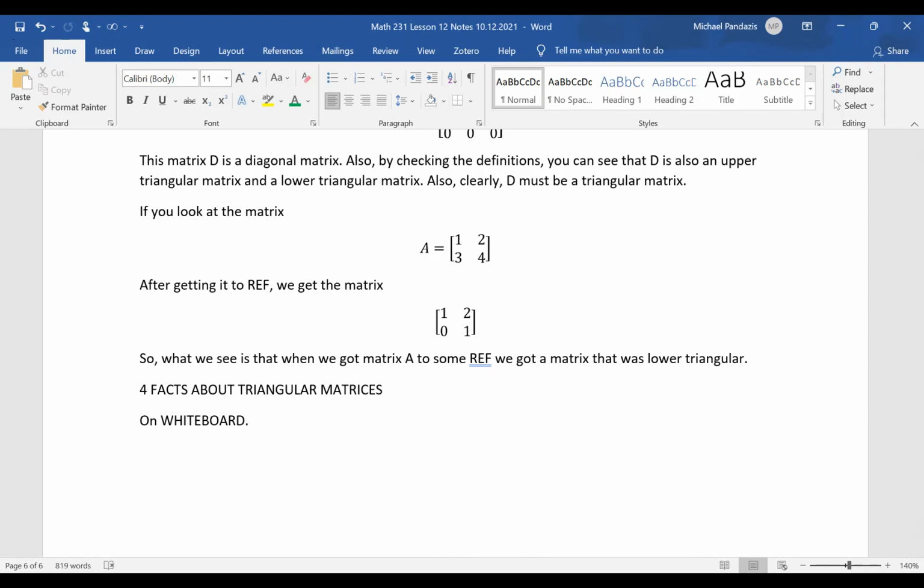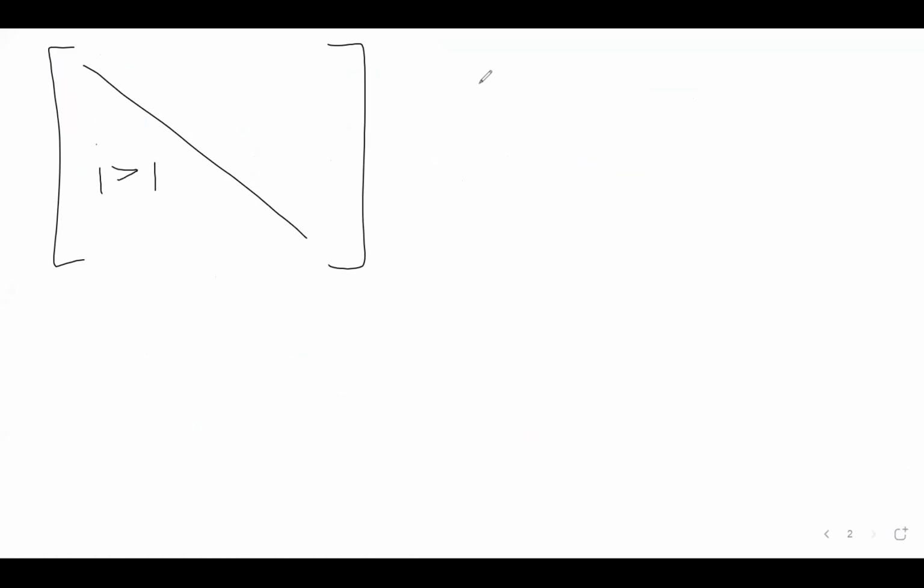The reason I'm doing it on the whiteboard is because I don't want to do this picture on Word. Okay, so if you have a matrix, and you look, there's the main diagonal. But then if you look at the entries below the main diagonal, it means i is greater than j, and above the main diagonal is i is less than j.